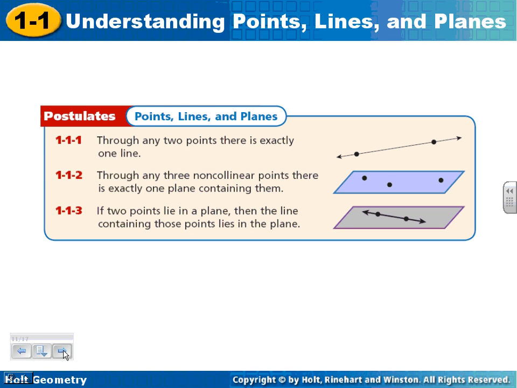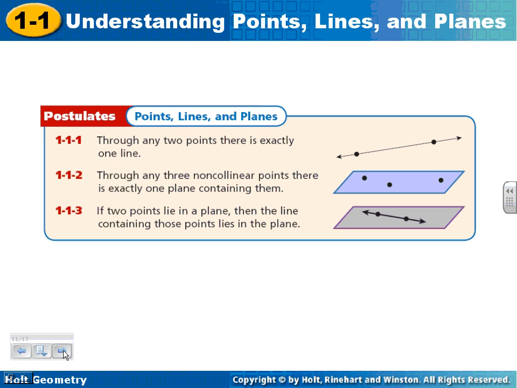Postulates. These are numbered, and they'll be numbered through our book. Notice it's 1-1, 1-2, and 1-3. Here's the first postulate, 1-1. Through any 2 points, there is exactly one line.